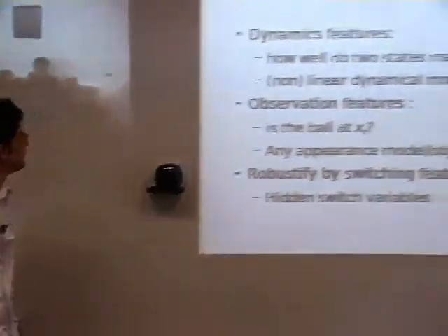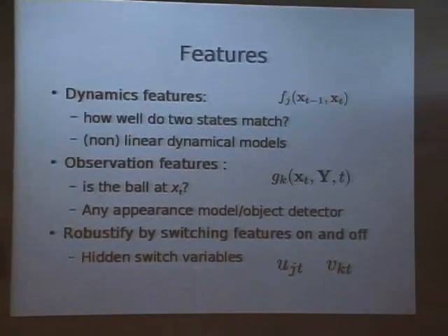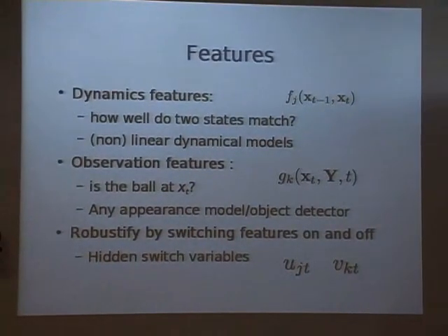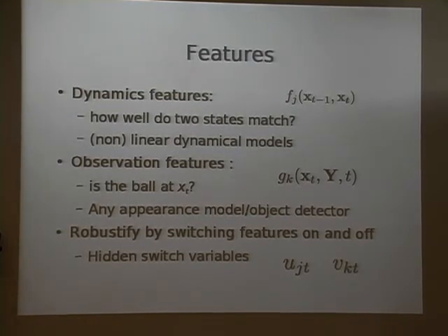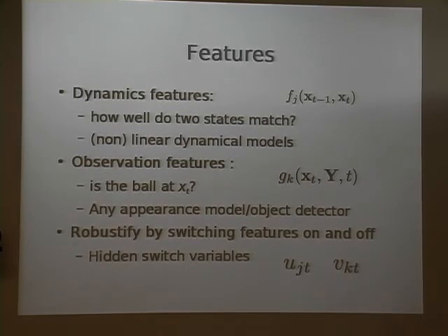And then the other sorts of features are observation features. So these ones take the image sequence or observations and give a guess as to what the location of the ball might be. So this, in principle, could be any sort of appearance model or object detector. So if you have some black box that takes an image and spits out a guess as to where the ball is, maybe based on color or shape or any one of those things.